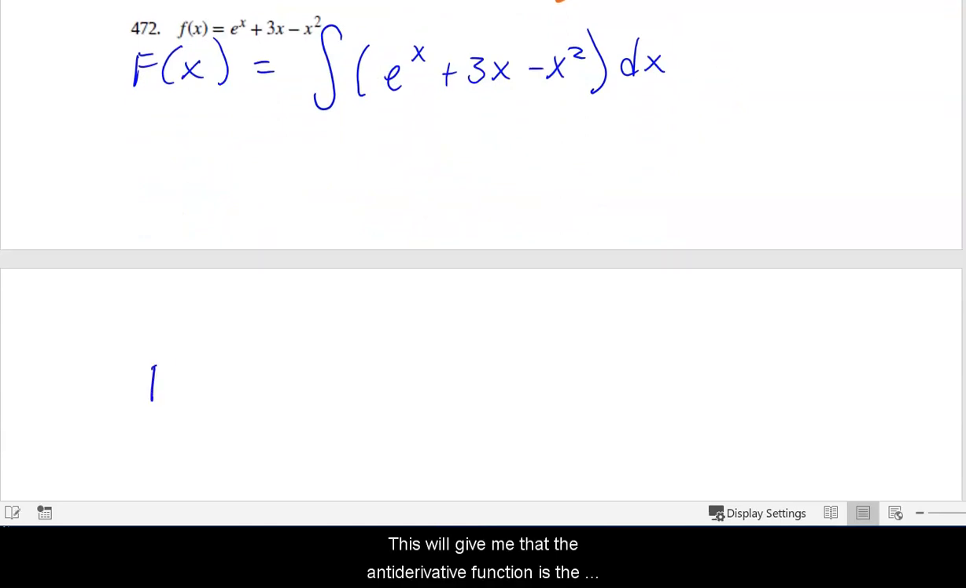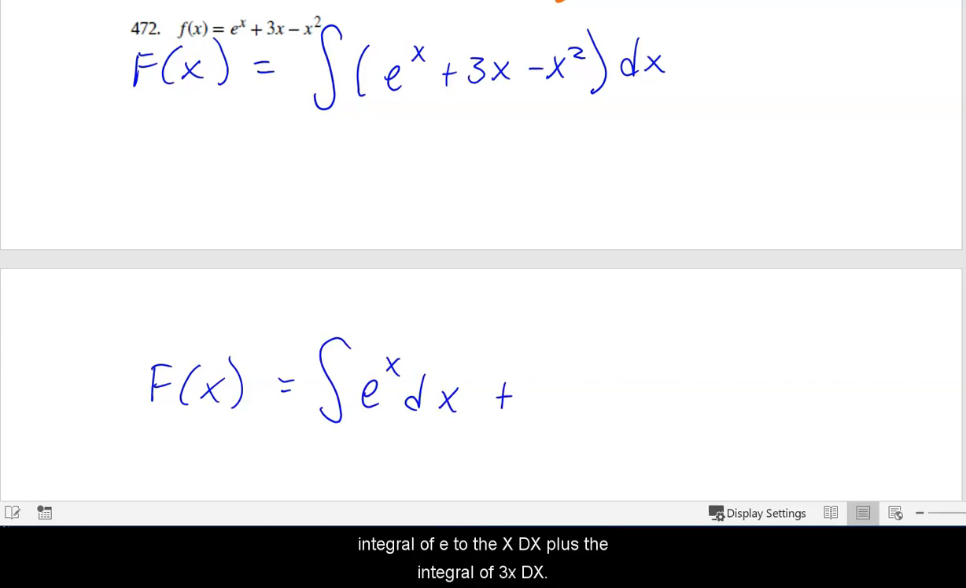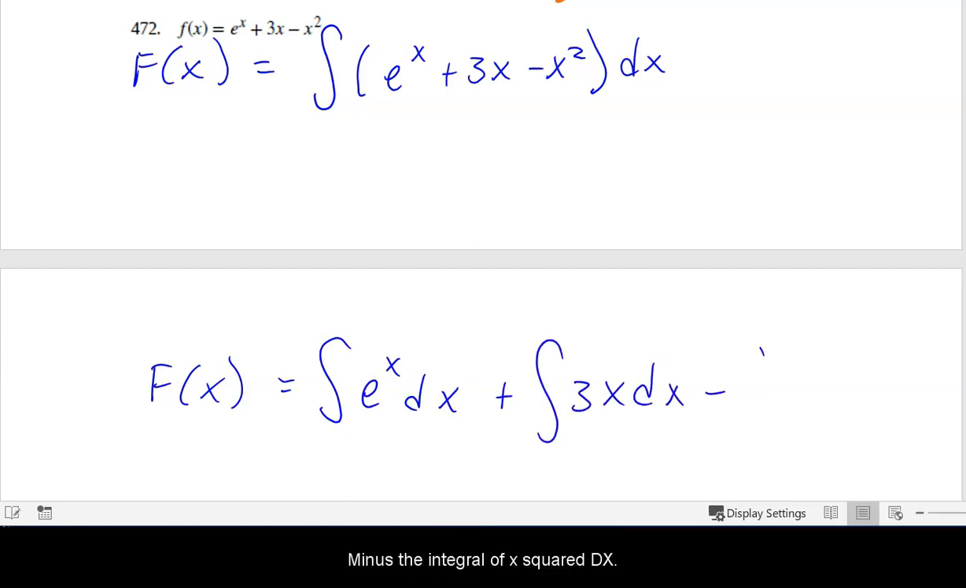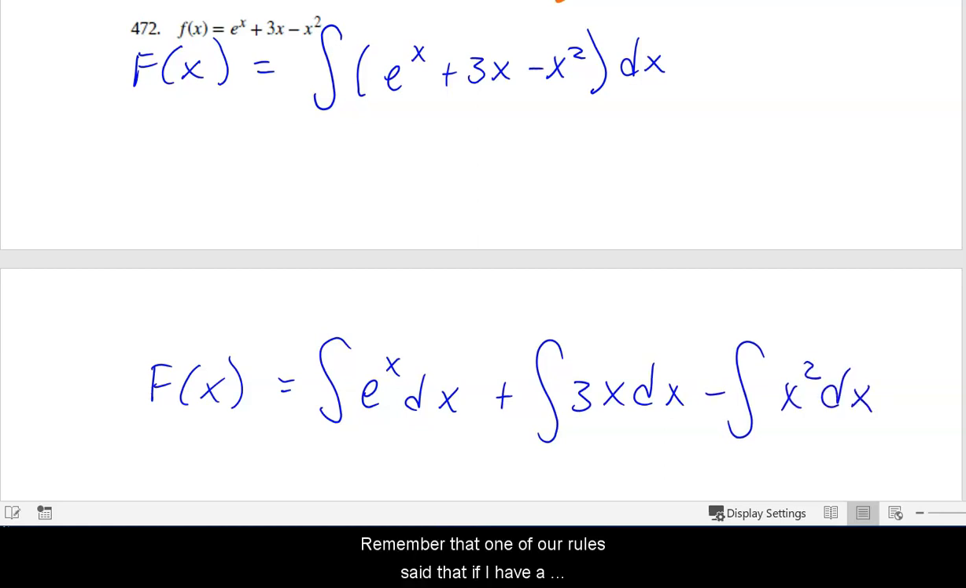This will give me that the antiderivative function is the integral of e to the x dx plus the integral of 3x dx minus the integral of x squared dx. Remember that one of our rules said that if I have a constant, I could pull the constant outside. So it is fine to write the 3 on the other side of the integral.